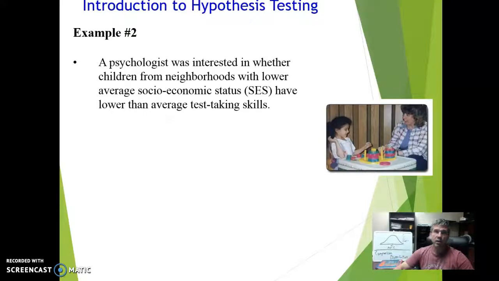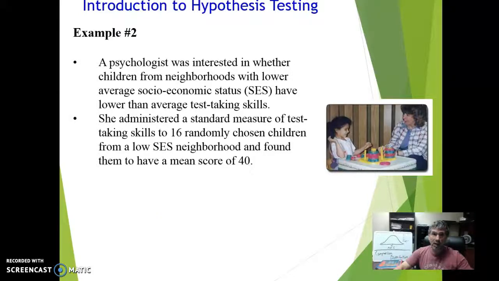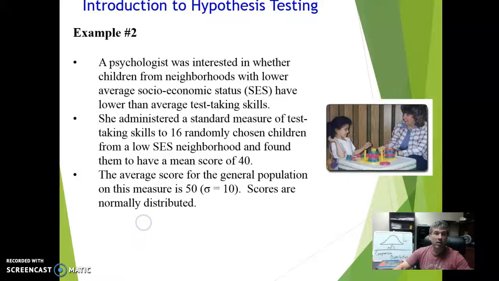Here's our premise. So let's say that a psychologist is interested in assessing the test-taking ability of kids of low socioeconomic status, or SES. So what she decides to do is gather a sample of 16 children from low SES neighborhoods. She gives them a standardized measure of test taking. Yes, there are tests for how well you take tests. And she finds that her sample has a mean score of 40. That's their average score on that measure. So she needs a basis of comparison. She needs to figure out what average is. That's who she's comparing them to. So the average score for the general population for kids overall in this measure is 50, with a standard deviation of 10. The scores on this measure are normally distributed.